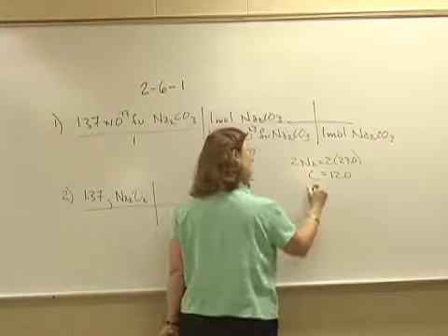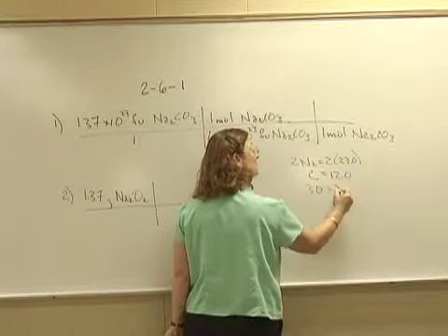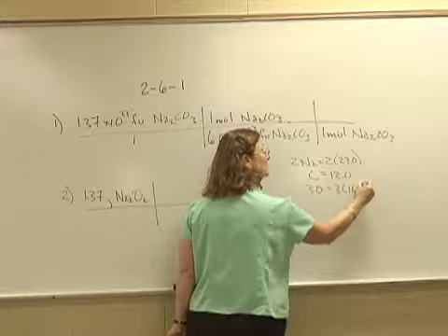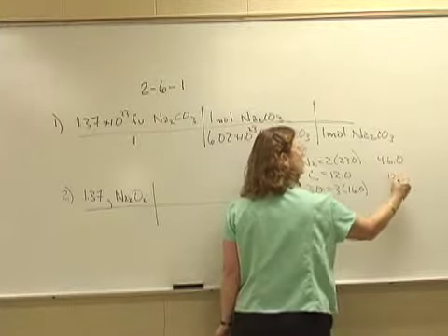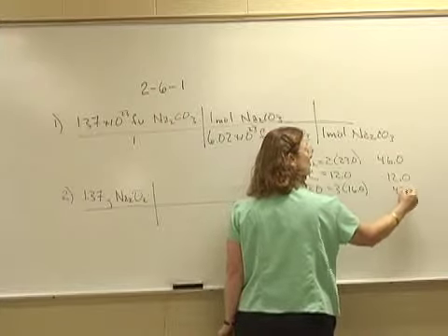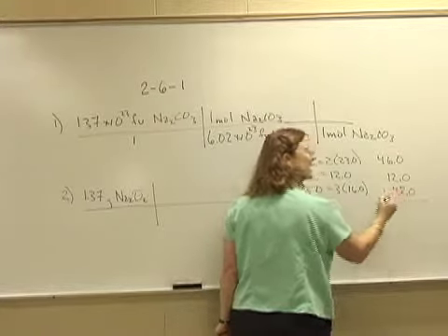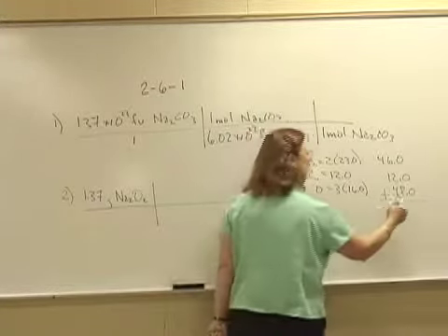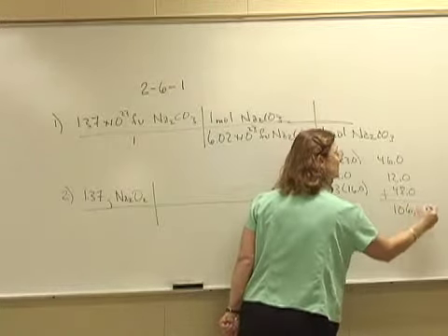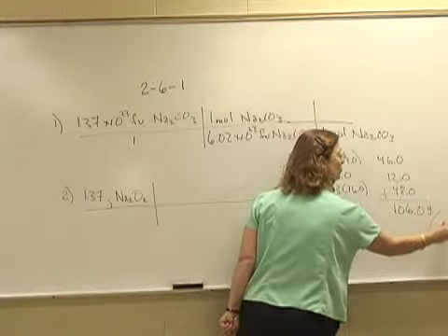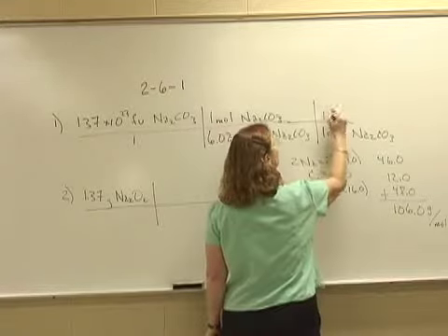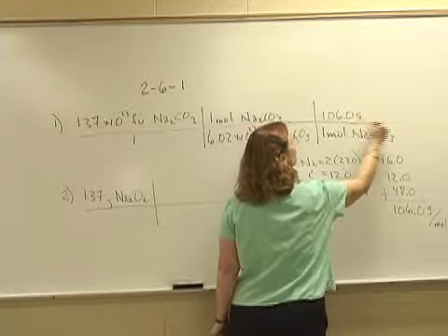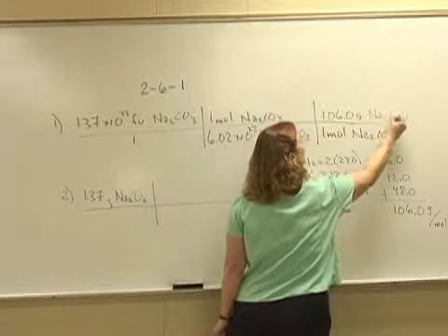and we have 3 oxygens, which is 3 times 16.0. I get 46.0, 12.0, and 48.0, which when I add those numbers up, I get 106.0 grams per mole. Therefore, 1 mole is 106.0 grams of sodium carbonate.